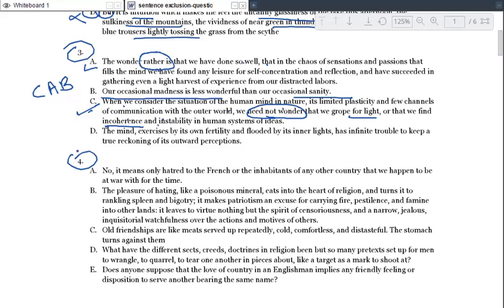why, what did you mark? You marked D as the odd one, fair? You marked B as the odd one. Now look at this. The mind exercises by its own fertility and flooded by its inner lights has infinite trouble to keep a true reckoning of its. If the mind has infinite trouble, then why should this be a wonder?